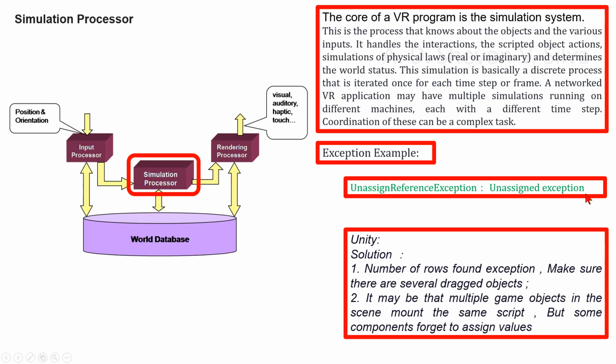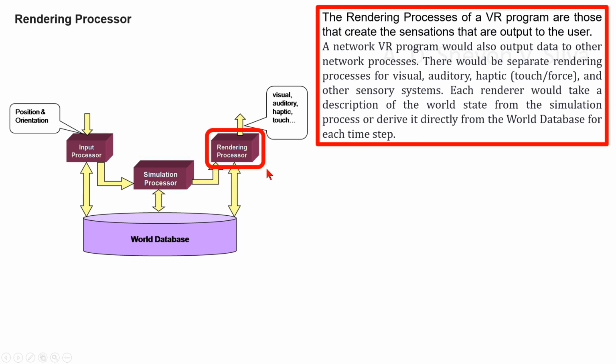Now we are focusing on the rendering process. The rendering processes of a VR program are those that create the sensations that are output to the user. A networked VR program would also output data to other network processes. There would be separate rendering processes for visual, auditory, haptic, touch, force, and other sensory systems. Each renderer would take a description of the world state from the simulation process or derive it directly from the world database for each time step.